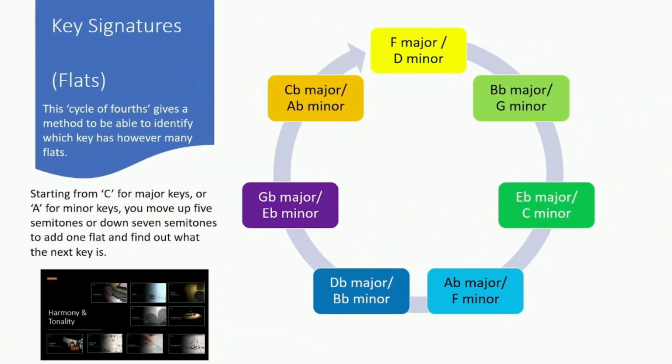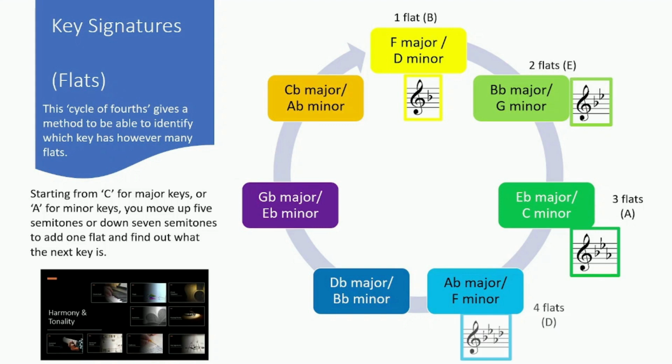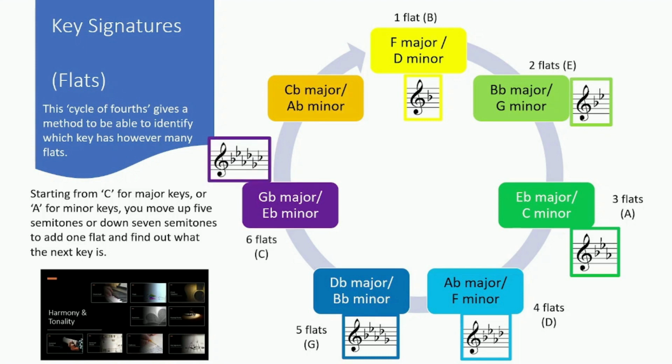Now, for flats, instead of a cycle of fifths, it's a cycle of fourths. From C major for major keys, you still start on C, even for flats. You go up a fourth to F major. Remember, a fourth is 5 semitones instead of the 7. So you go up to F major, which gives us 1 flat. Then up to B flat major for 2 flats, E flat major for 3 flats, 4 flats in A flat major, 5 flats in D flat major, 6 flats in G flat major, and C flat major gives us 7 flats.